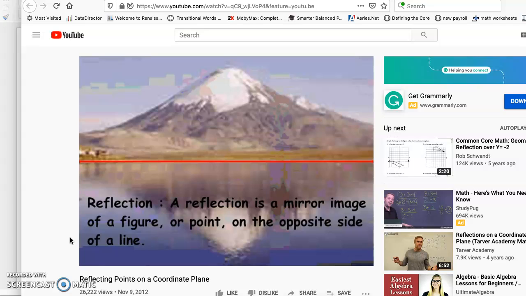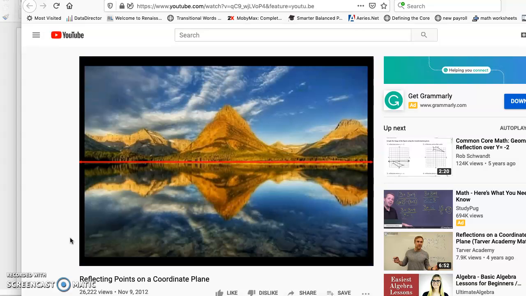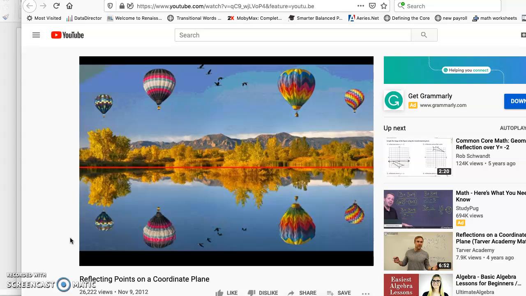So here we have a reflection in nature, and this mountain is being reflected in this body of water. And I just drew this line here, but you can see how it's being reflected across the line. Here's another example. It's just a line that I drew here, and that landscape's being reflected. And there's one more little example.